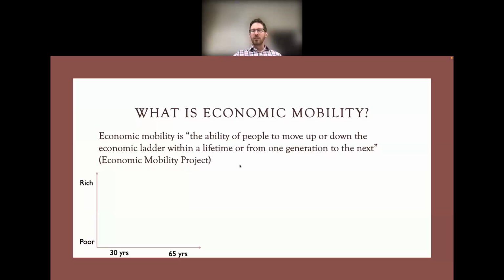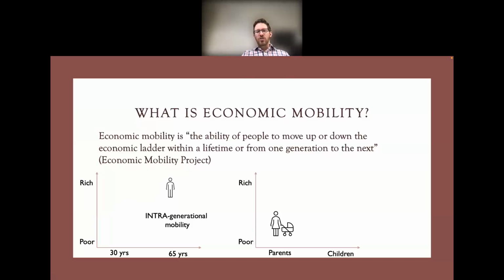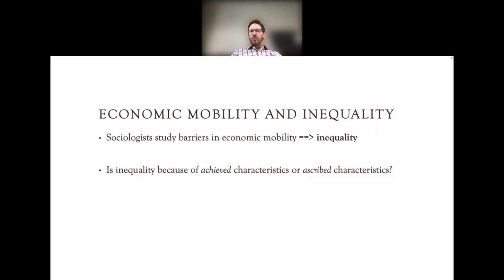Economic mobility is discussed in two ways. The first is intragenerational mobility, which is whether or not you can start poor and then end up rich. Or there's intergenerational mobility, which is whether or not you can have a different class or economic status than your parents. That's intergenerational mobility. So economic mobility, in a way, shows us how inequality exists.